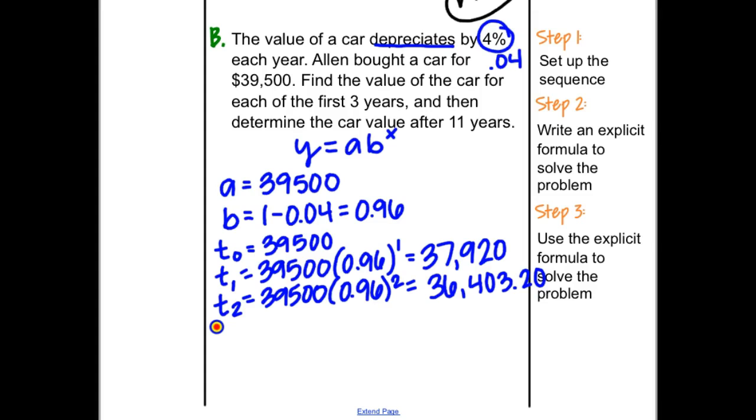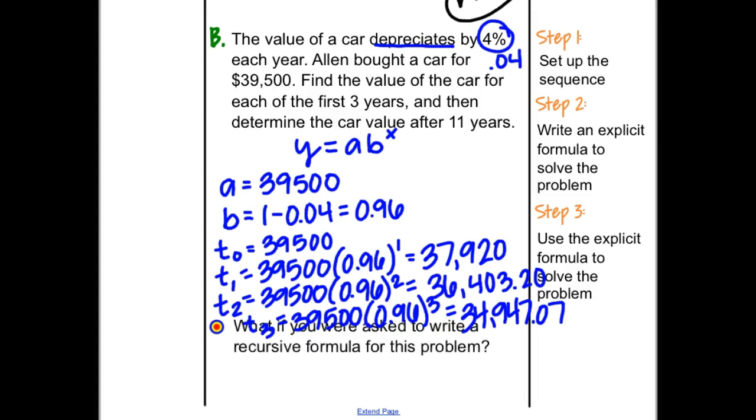Then term 3 equals 39,500 times 0.96 to the third power, which gives you a value of $34,947.07. I actually had to round that because it was 3 decimal places. Now, before we find that 11 years, I want you to also think about this before I write all over it. What would you do if you were asked to write a recursive formula? That's what I was talking about.